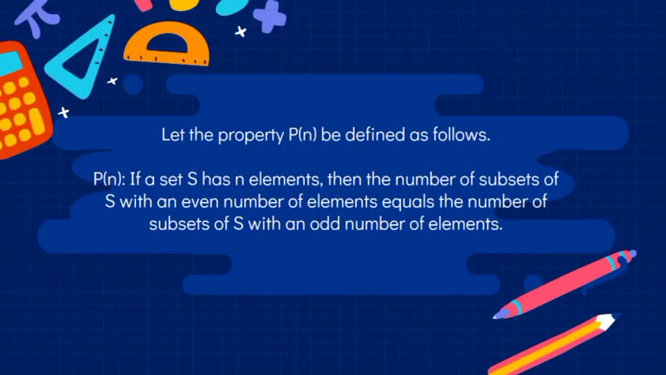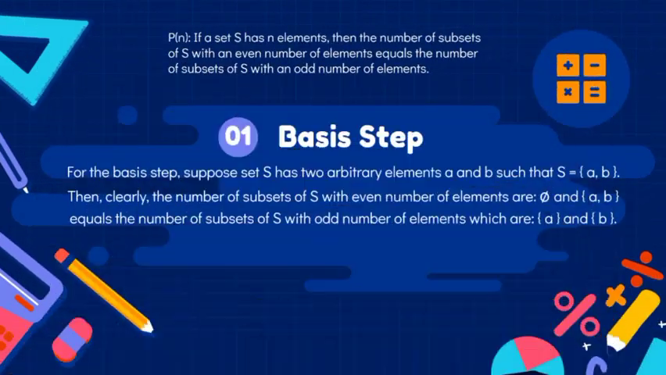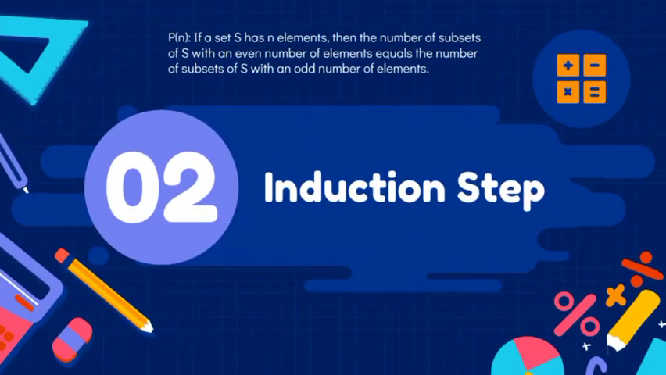Firstly, let the property Pn be defined as follows. Since the question asks us to prove for every integer n more than or equal to 2, for the basis step, we need to prove for n equals 2. So, we suppose set S has 2 arbitrary elements, a and b, such that S equals {a, b}. Then, clearly, if we list all the subsets of S, we will realize that half of them have an even number of elements, which are the empty set and the subset {a, b}, while the other half have an odd number of elements, which are the subset with element a and the subset with element b. Alright, we are done with the basis step.